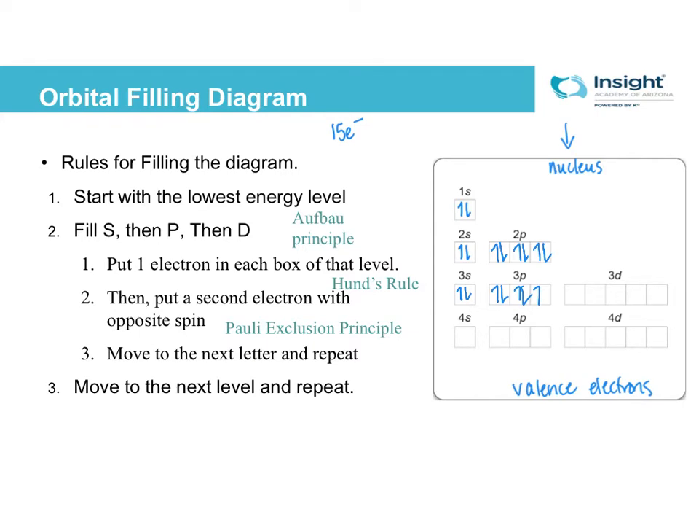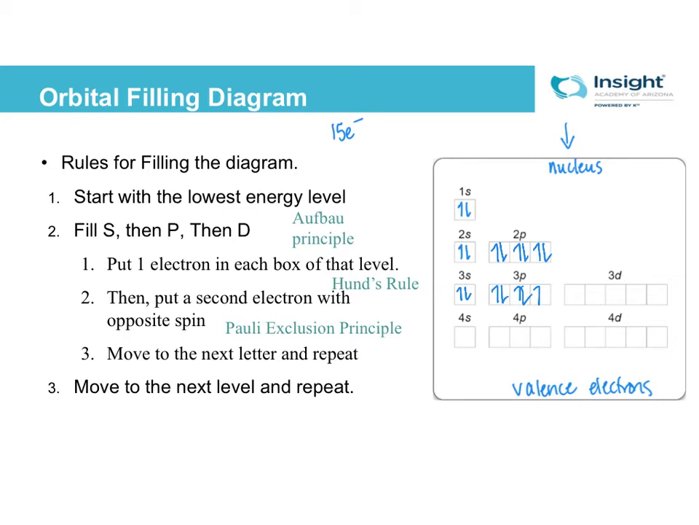All right, so the rules for doing your orbitals: fill the lowest levels first, fill S before P, fill P before D. S's are easy because there's only 1 box, so you just put the 2 electrons in there. But for P's, and if you get to the point of having D's or F's, you're going to start by putting 1 in every single box, and then you're going to double up until you've put all of your electrons in.